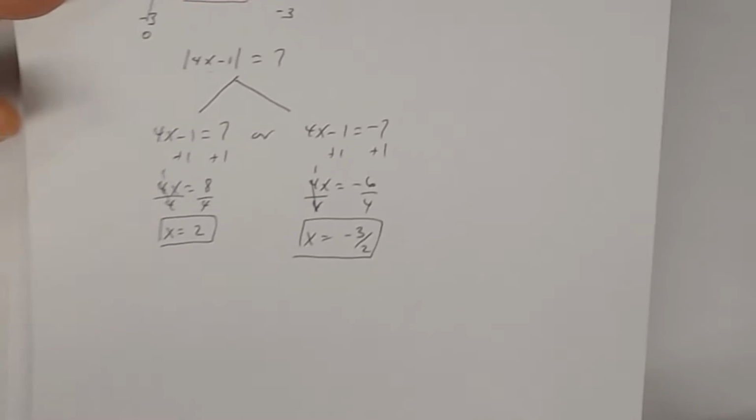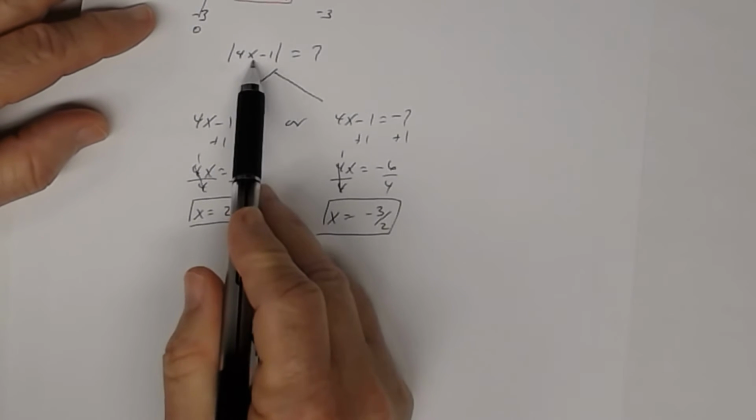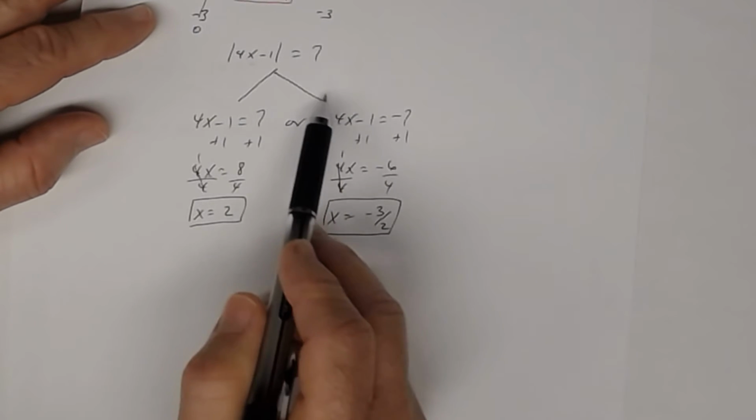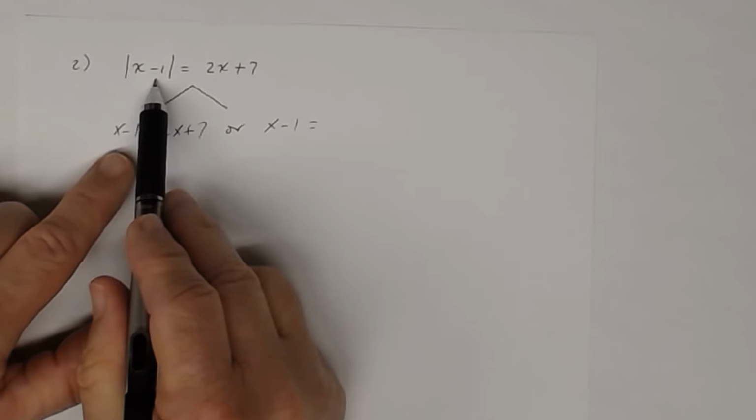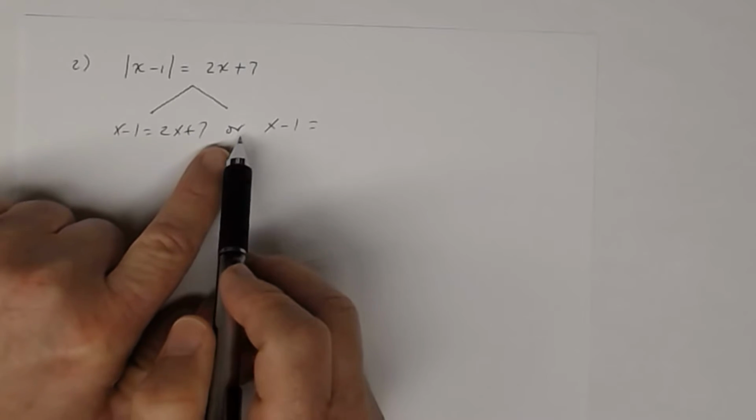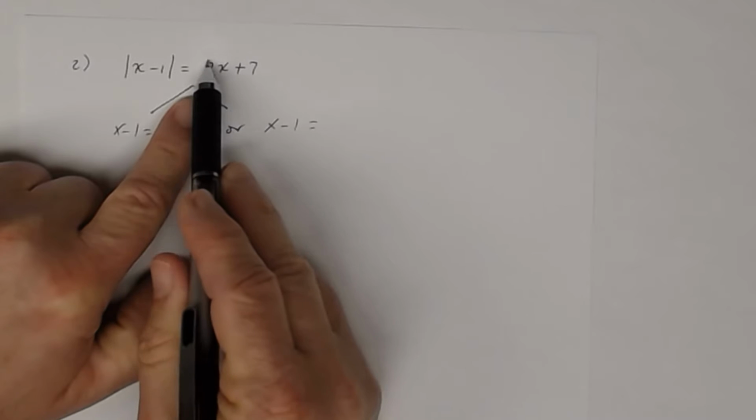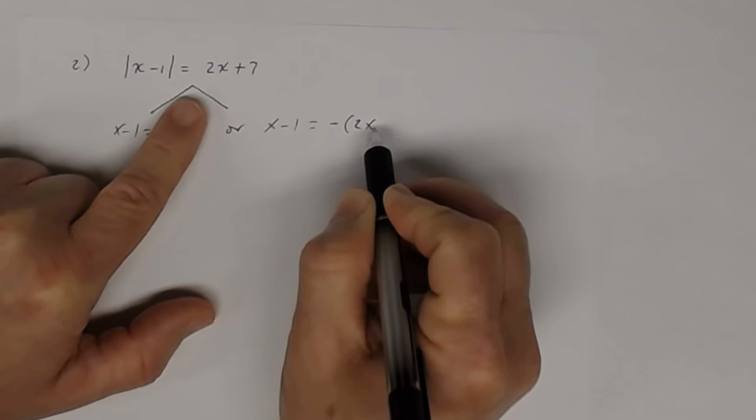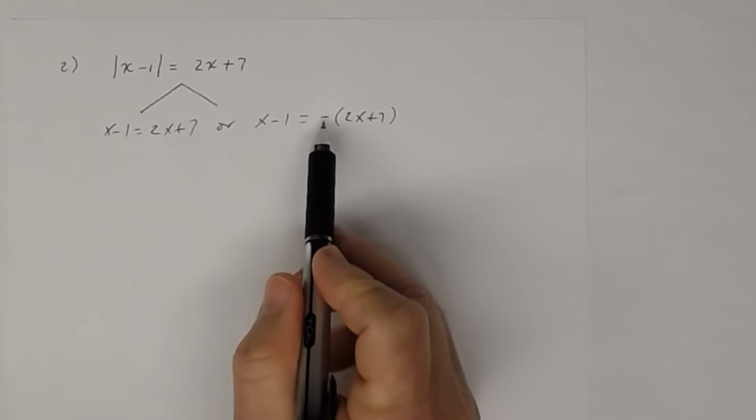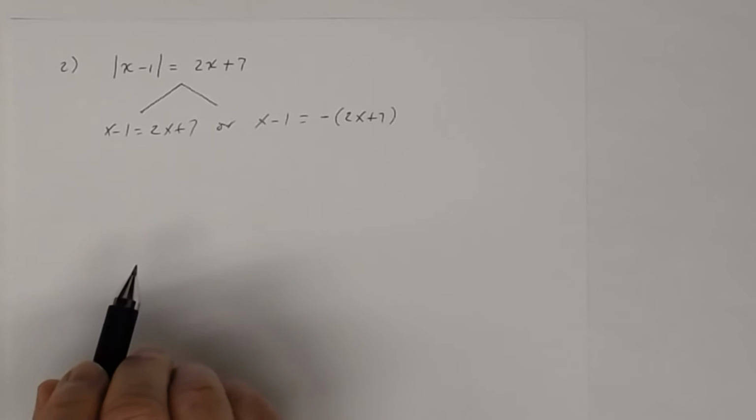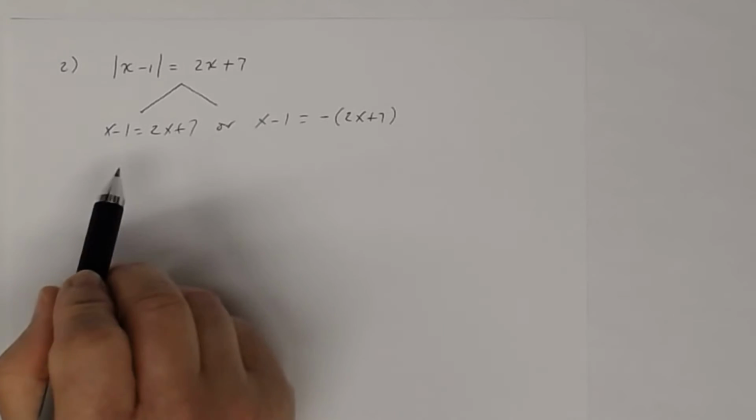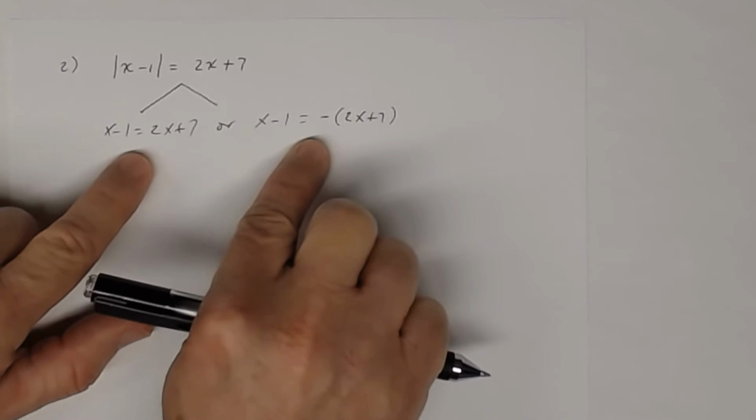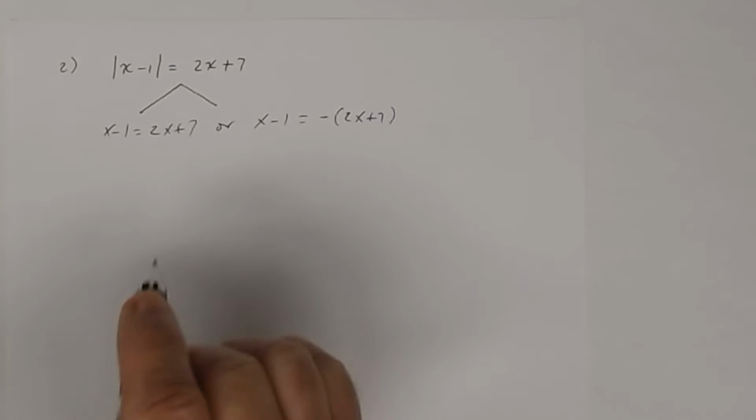I'm going to go back to that first example. So we said 4x minus 1 equals 7, or 4x minus 1 equals the opposite, right? Okay, so listen to the words. So x minus 1 equals 2x plus 7, or x minus 1 equals the opposite of 2x plus 7. So here's how you're going to write this, the opposite of 2x plus 7. So remember in the previous course, that's how you read this, the opposite of 2x plus 7. And then let's go ahead and solve each of those linear equations now. So I went from an absolute value equation to two linear equations. So let's go ahead and solve each one.